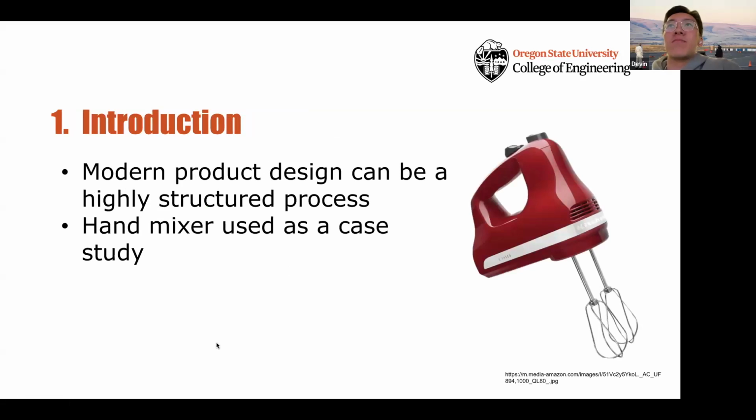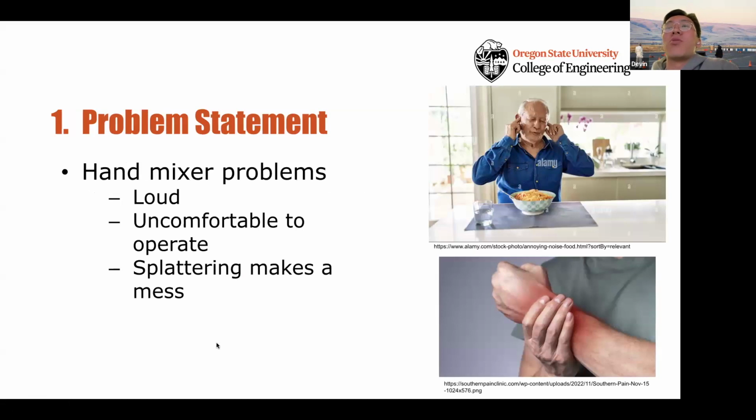In order to design a successful product, the design process needs to be fully understood and applied. To achieve this, we'll be using a structured process, which begins with identifying a problem, understanding customer needs and requirements, concept generation, screening, selection, and so on. For our project, we'll be using a hand mixer as a subject for our case study. To start with our problem statement, existing hand mixers are typically loud, uncomfortable, and hard to clean and messy.